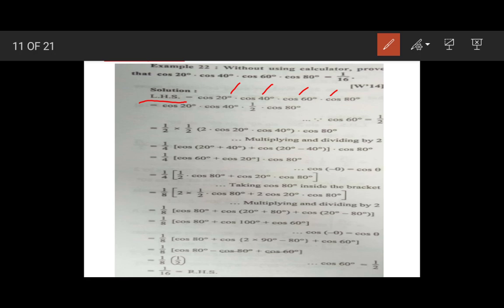Now we know the value of cos 60°. Cos 60° is 1/2, right? So 1/2 into, now I am taking these two terms, cos 20° into cos 40°. So cos A into cos B, but we need 2, right? The formula is 2 cos A cos B. So what I am going to do is multiply by 2 and divide by 2.